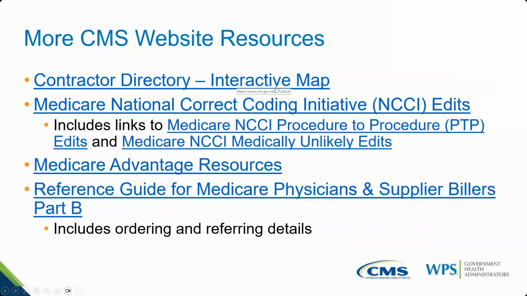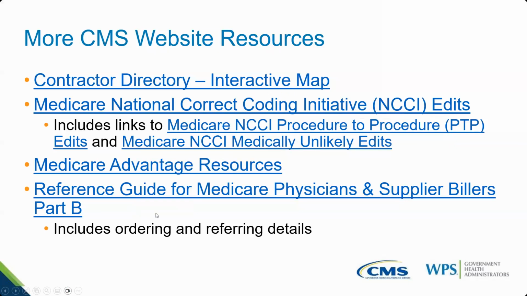Contractor Directory Interactive Map. If you open this particular resource, it is a map of the United States. You can pick any state and it will open a new window that will tell you all of the contractors for that particular state. It will tell you the Medicare Advantage contractor. It will tell you the home health and hospice contractor. It will tell you the MAC, the DME MAC, the RAC, and so on and so forth. Great tool. Correct coding initiative edits. I placed this here because one of the top denials was the excessive units of service, and that would be these medically unlikely edits. So this is where you'll find that information. Here are more Medicare Advantage resources.